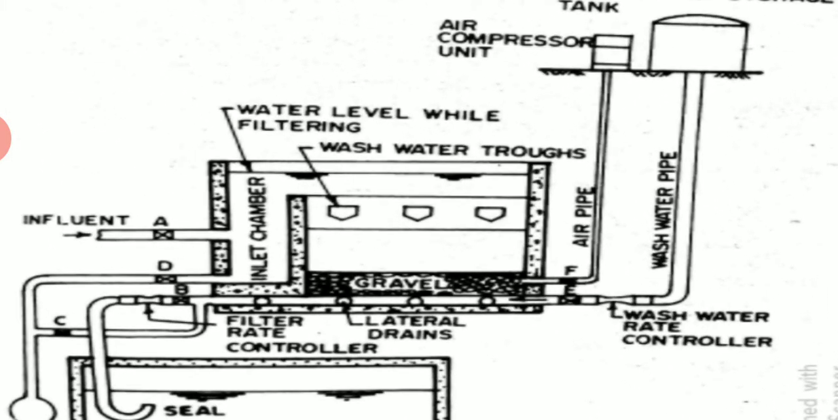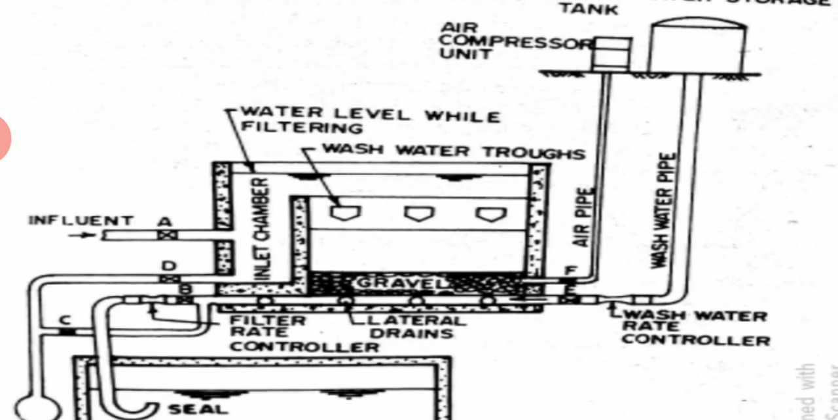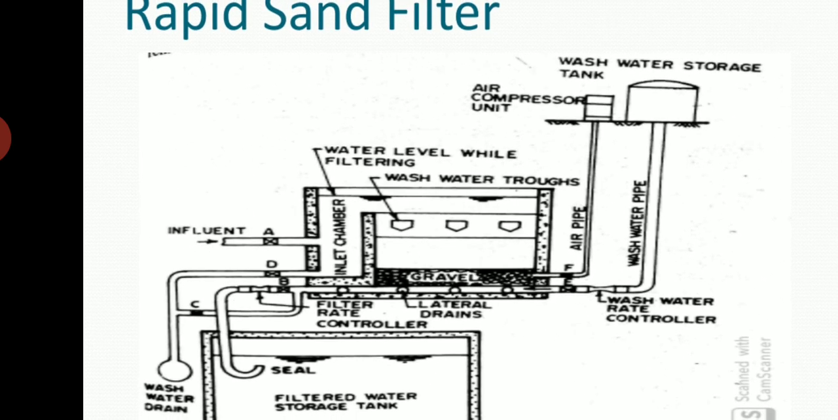So we allow water to trickle down, and pure water we collect. Now how to clean this? Cleaning is very important. The cleaning process in case of rapid sand filter we call backwashing. To backwash we have a wash water storage tank, on the right hand side of the sketch, and we have an air compressor unit. You can see this air compressor unit is connected to the gravel, and the wash water storage tank is connected to the under drains.